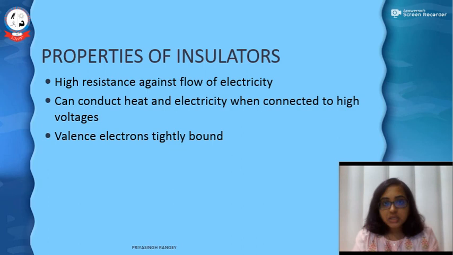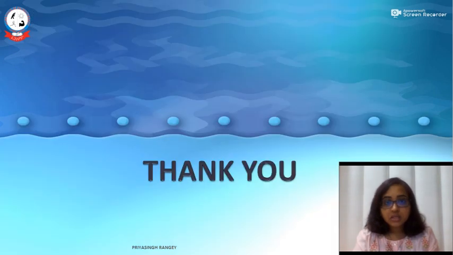So these are the properties of insulators: they provide high resistance against the flow of electricity, they have tightly bound valence electrons, and they can conduct heat and electricity when connected to high voltages. So this was all about insulators and conductors.